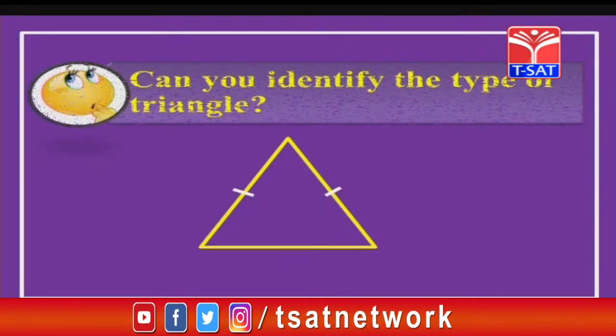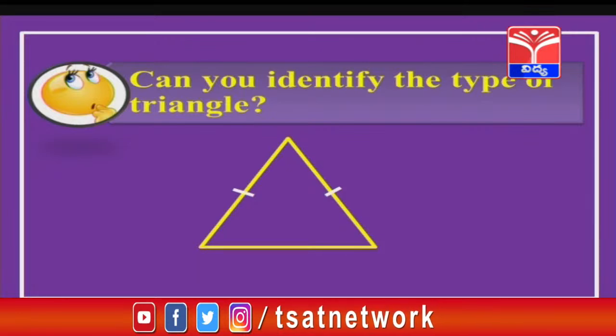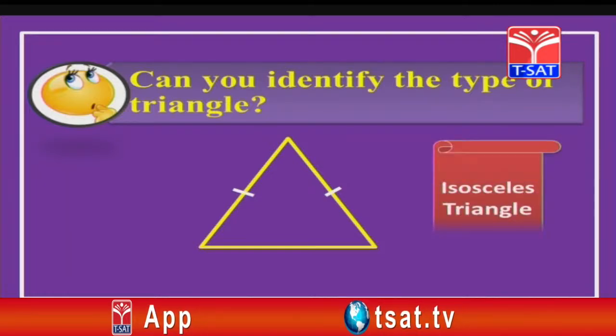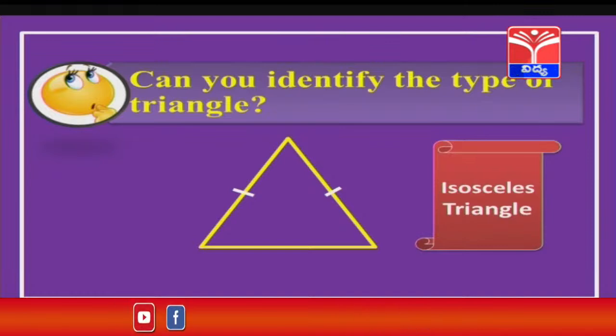Children, can you identify the type of triangle shown on your screen? Yes. Here if you notice, both the sides of a triangle are equal. Such a type of triangle is, yes, an isosceles triangle.